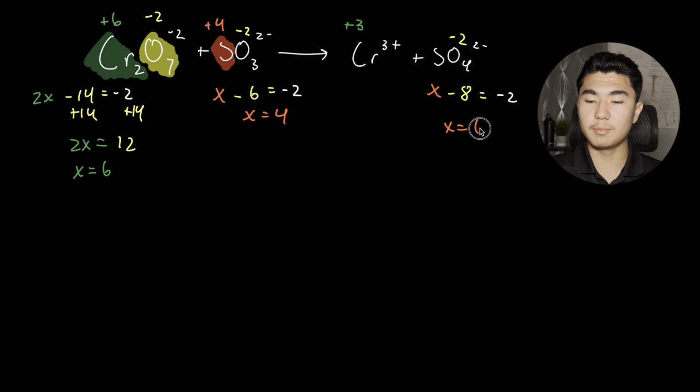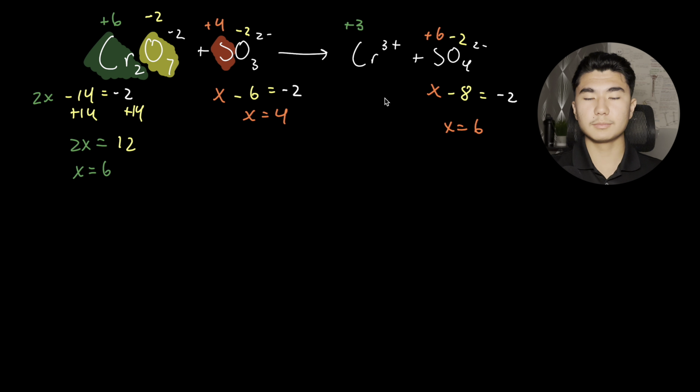And this is just going to be 6. X equals 6, because 6 minus 8 gets you -2. So our sulfur over here is going to be a +6. Alright, so now we got the hard part out of the way. We just assigned all the oxidation numbers.